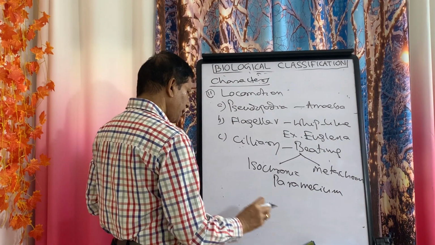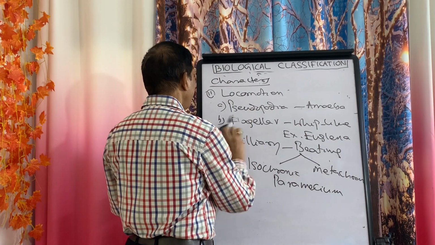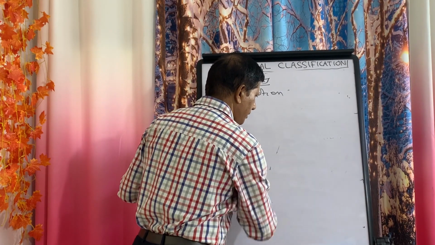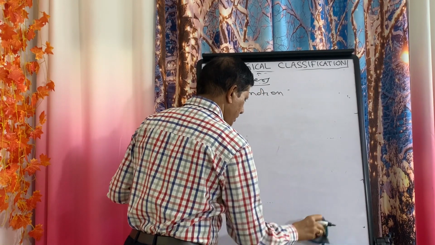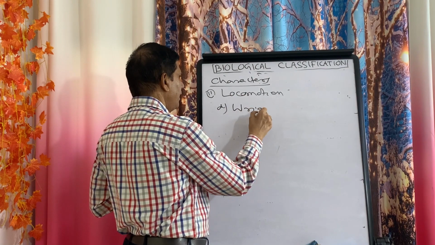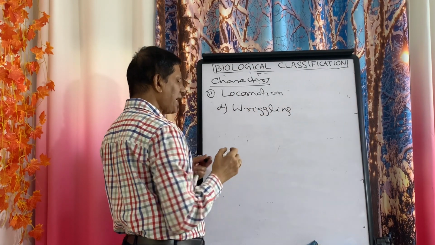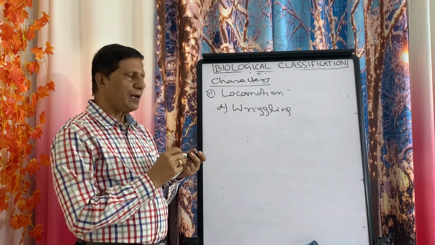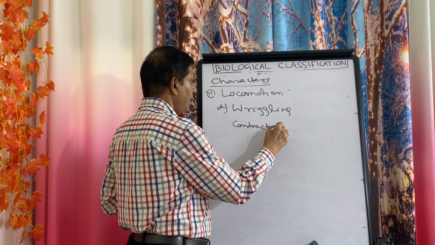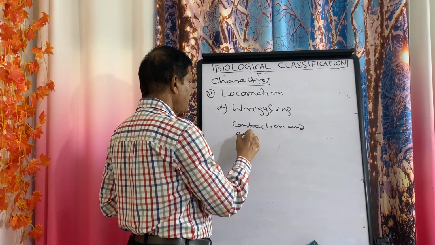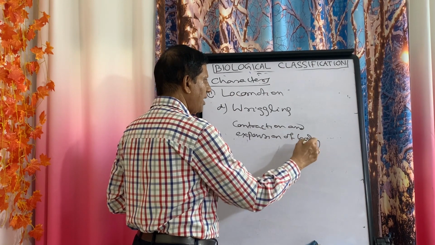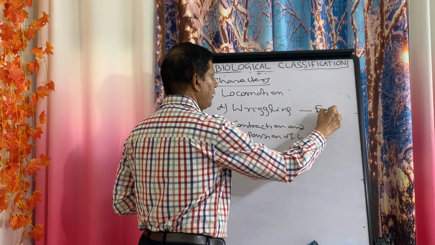Then the fourth type is a wriggling type. So in a wriggling type, what happens? There is a contraction and expansion of a body, and this is usually found in case of euglena.